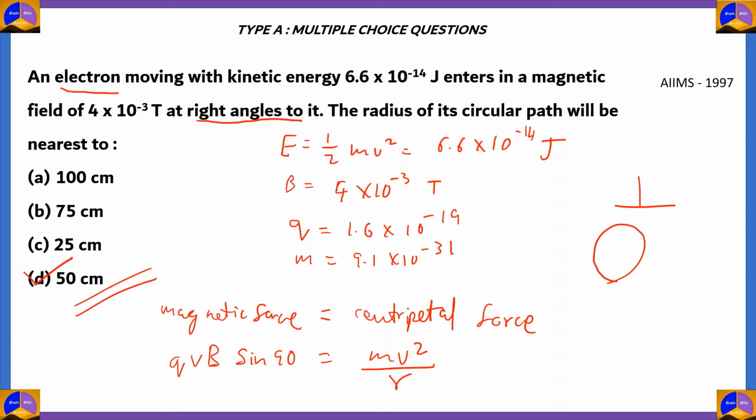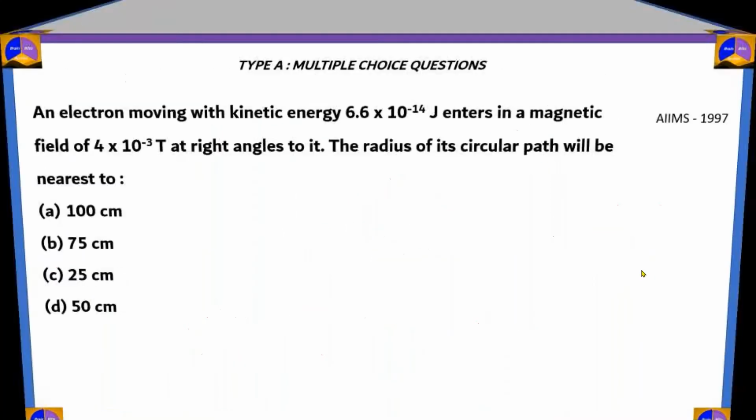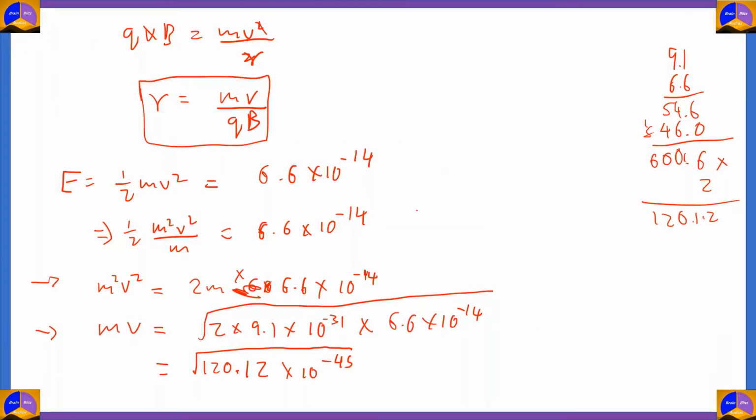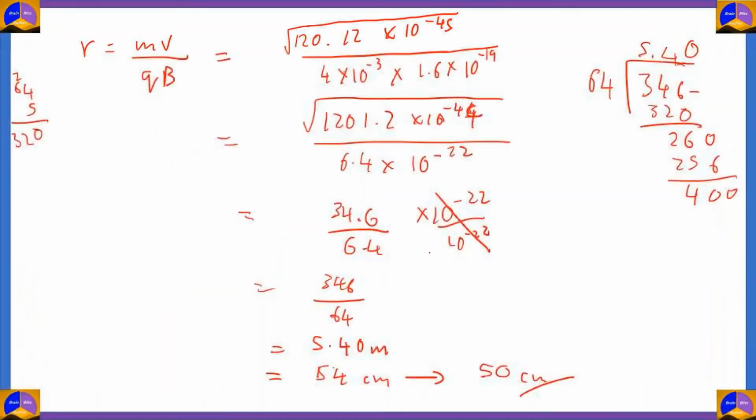And that we found out by using the relation between centripetal force and magnetic force when a charged particle enters a magnetic field perpendicularly. So that was the formula. R is equal to mv by qB. In order to find mv, we used energy, and then we plugged in the values to get about 5.4 meters, which is approximately equal to 50 centimeters.